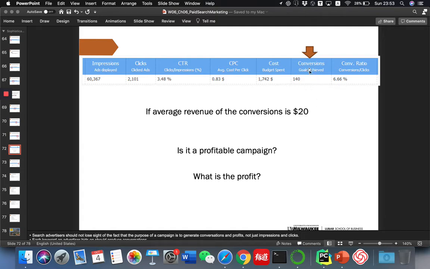Okay, so we get the number of conversions, 140, and we have the total cost, $1,742. So we use cost divided by the number of conversions. We will get on average the cost per deal. So obviously, the cost per conversion is less than $20. So this campaign is profitable.